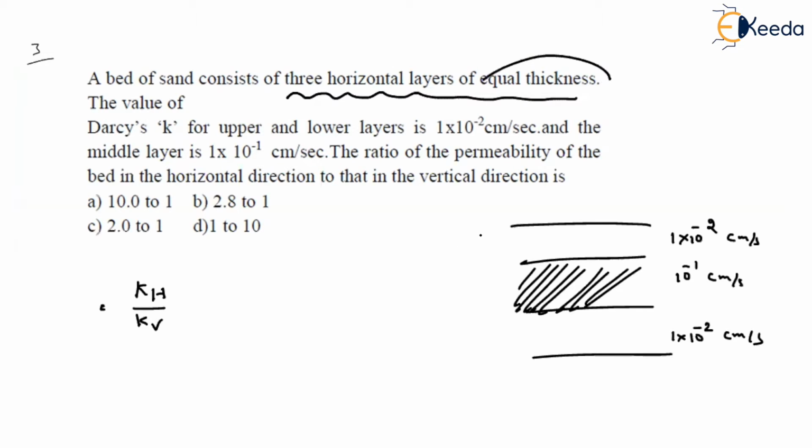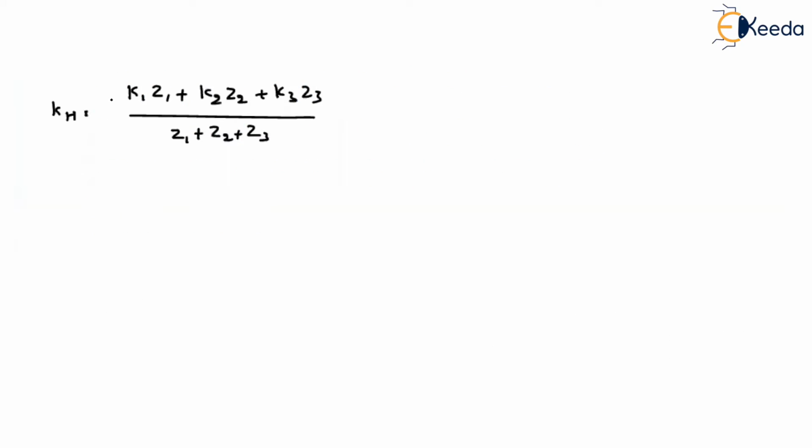Let us say that, as they are talking about equal thickness, I am considering that the thickness is 1 centimeter each. So Z1, Z2 and Z3 are equal to 1. That means K1 plus K2 plus K3 is 10 power minus 2 plus 10 power minus 1 plus 10 power minus 2, divided by 1 plus 1 plus 1, which is 3. If you solve this, we will get around 0.04.